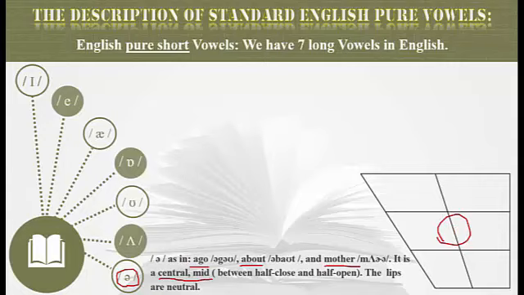And of course, worthy of such a frequently occurring vowel is its unique characteristics. This vowel is considered mid-central, and once again, mid-central means that this vowel is in the middle position vertically and horizontally. The lips are neutral in shape.